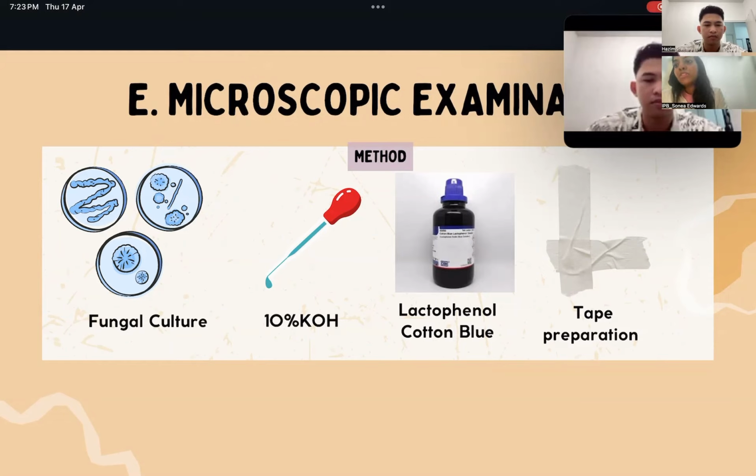If you don't want to do it this way, you can also use another way, which is the tape preparation. Tape preparation is where you take a transparent tape and place the adhesive side on the fungal culture that you have, and then you put it onto a slide with cotton blue, and then you can observe under the microscope.